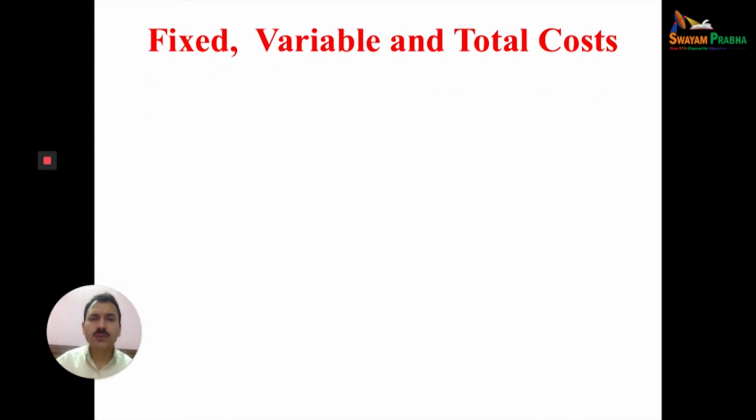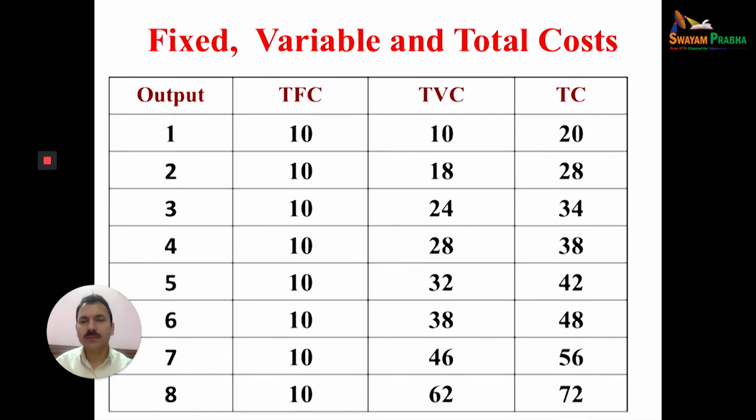Now, fixed cost, variable cost and total cost we'll see with the help of this table. For example, this first column depicts output or quantity: 1, 2, 3, 4, 5, 6, 7, 8, 9, 10. These are the quantity, output produced. Fixed cost 10, 10, 10, 10, 10. This cost will not increase or decrease with the increase or decrease of output.